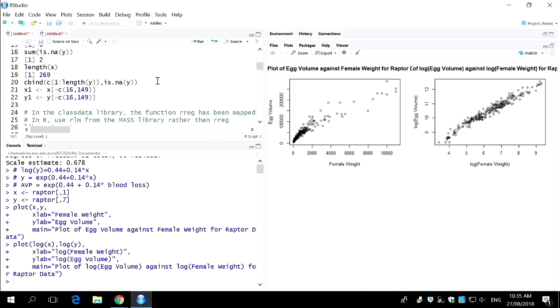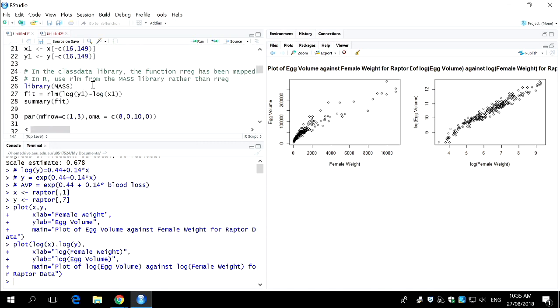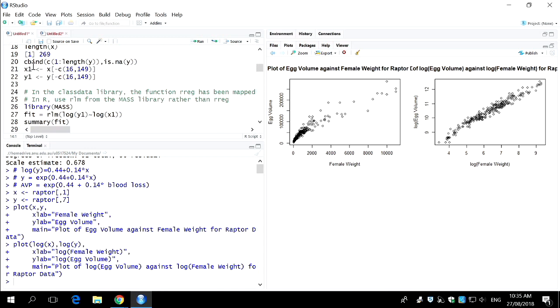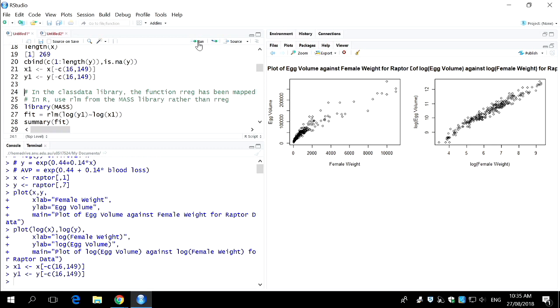All right. So let's go through, and I'm just going to clean out, remember there were missing values in this, I'm just going to clean them out.